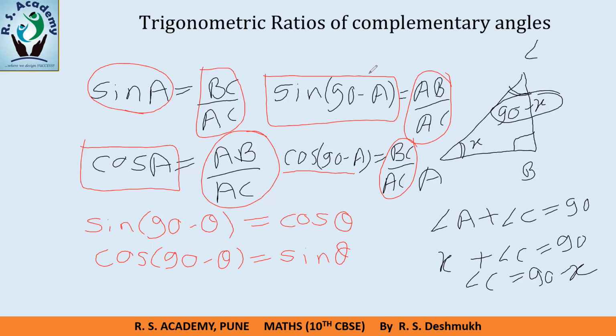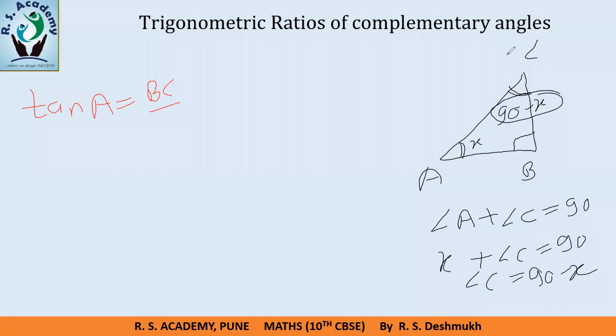So I have been telling you the same thing since yesterday, friends. What do you have to remember? S is converted into C and C is converted into S. So if you know the basics, you can easily convert the sine of 90 minus theta or cos of 90 minus theta.